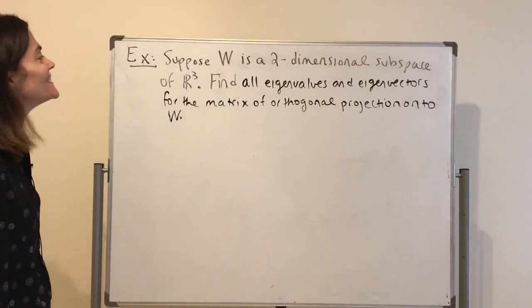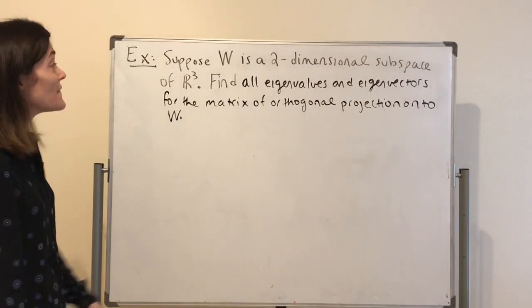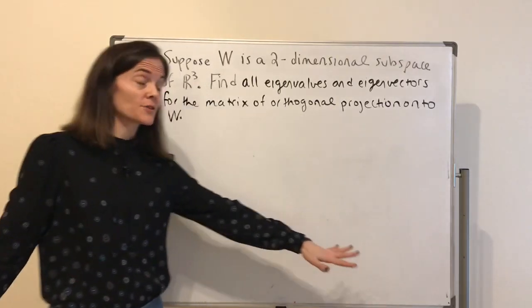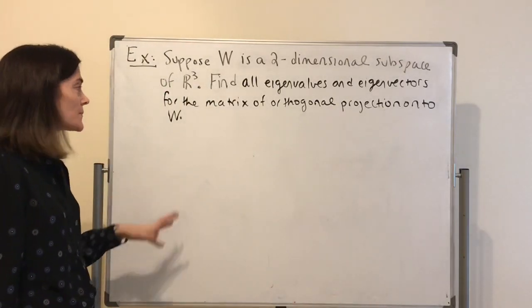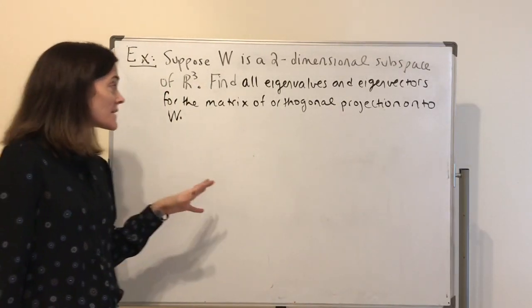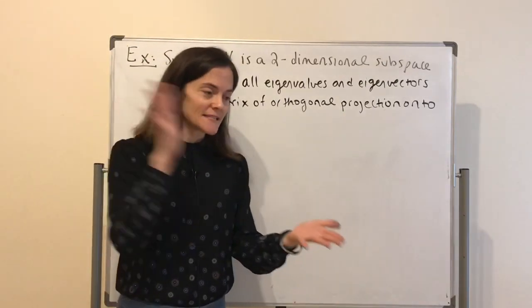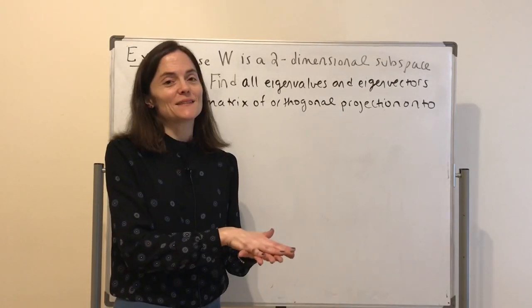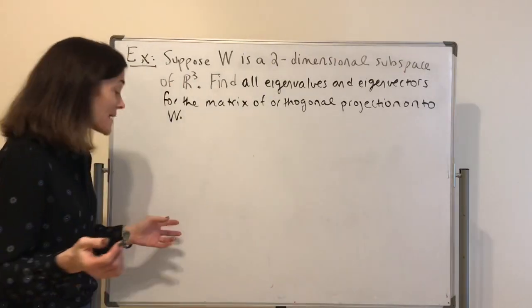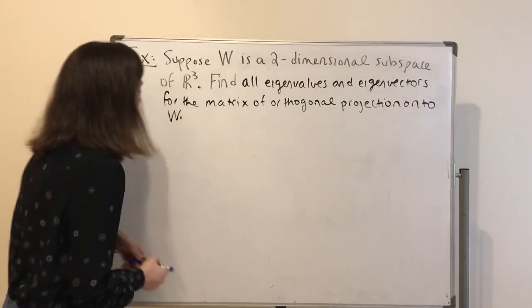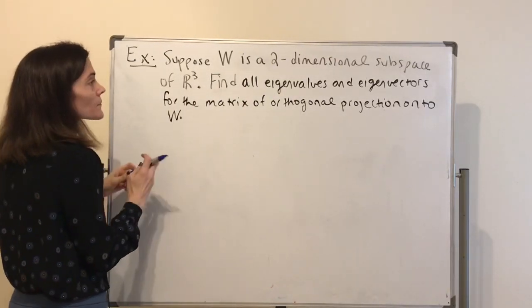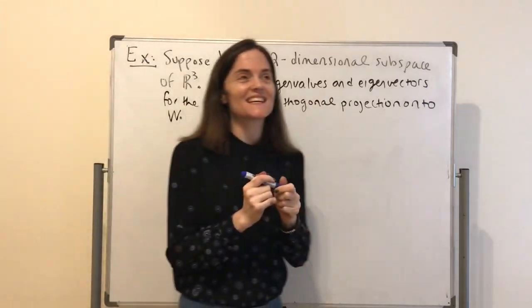Okay, here we go. We have a plane in R3, a two-dimensional subspace W, and we'd like to find all of the eigenvalues and eigenvectors for projecting onto this plane, orthogonal projection. Well, we have to think. So first of all, what do we know about orthogonal projection?